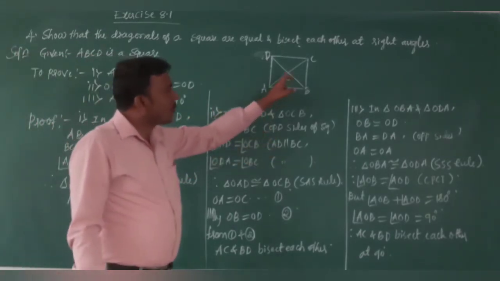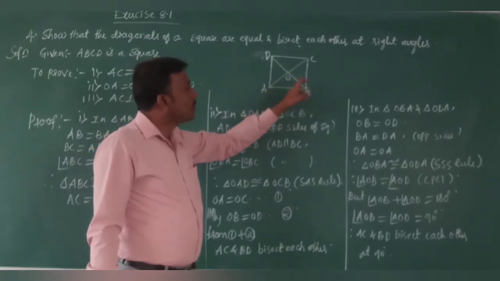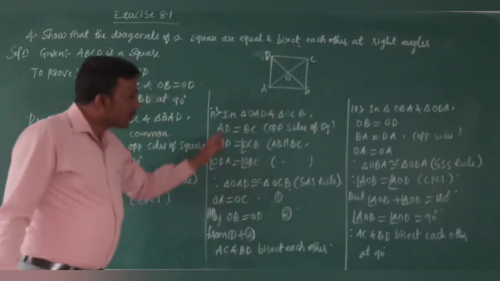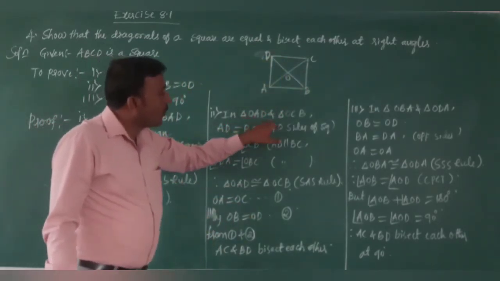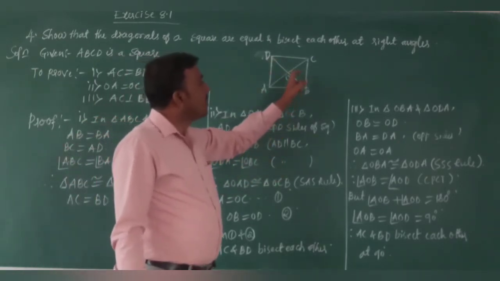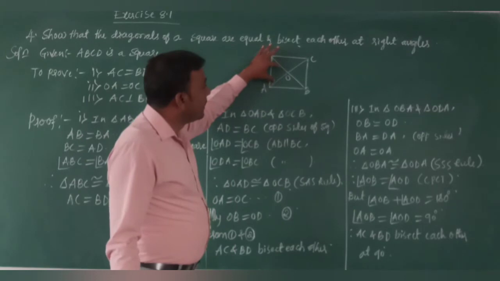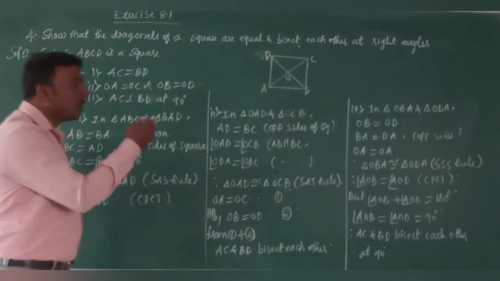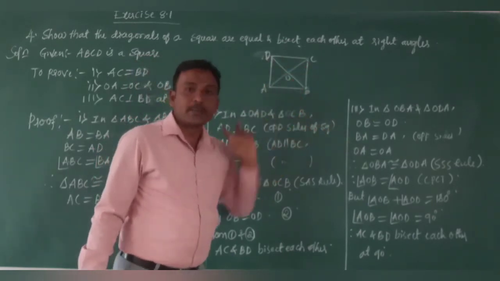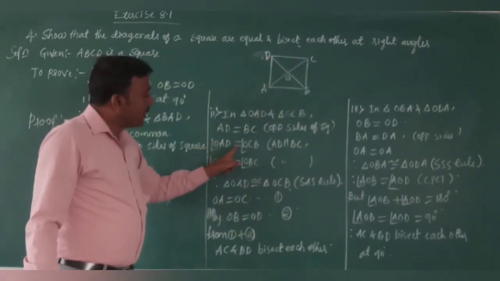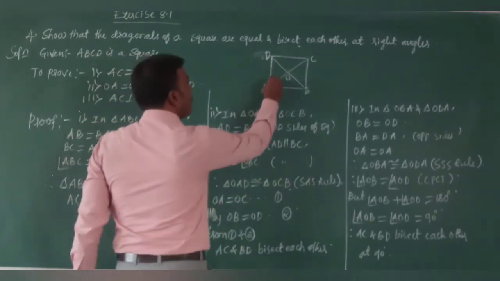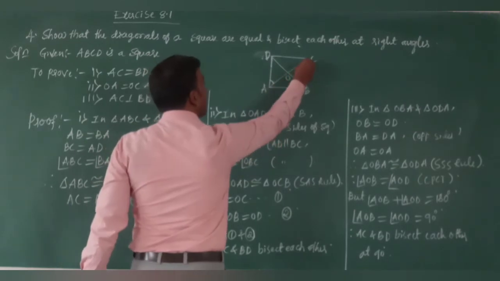Similarly, for the second one we need to prove AO is equal to OC and OB is equal to OD. So we take triangle OAD and triangle OCB, this triangle and this triangle, both will appear. So AD is equal to BC. See, AD is equal to BC, opposite sides of a square. Next, angle OAD is equal to angle OCB.